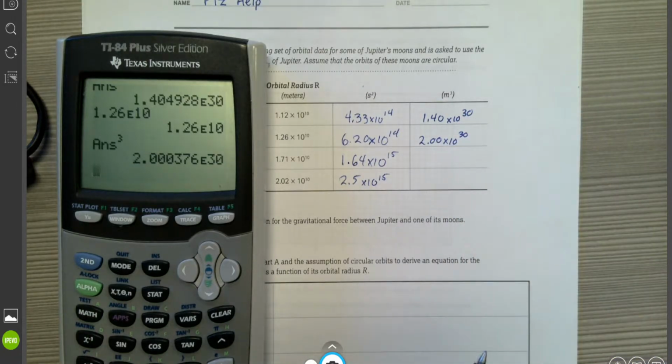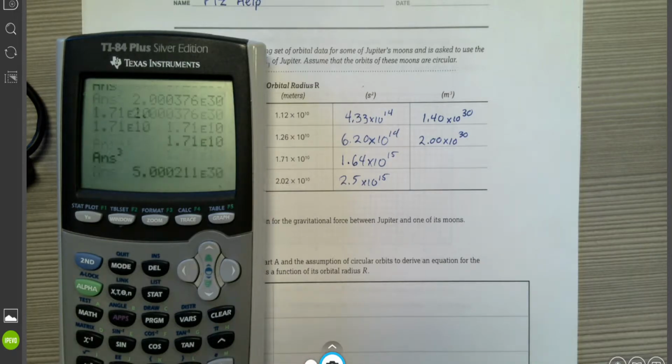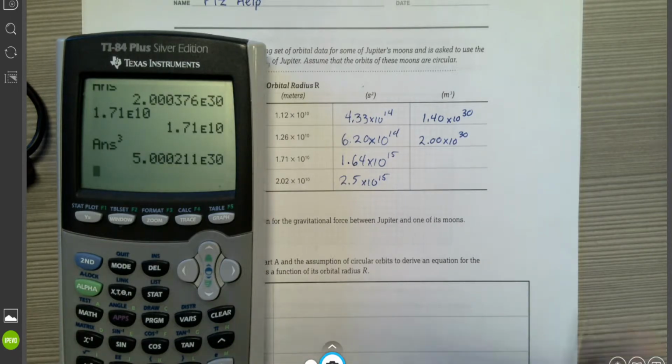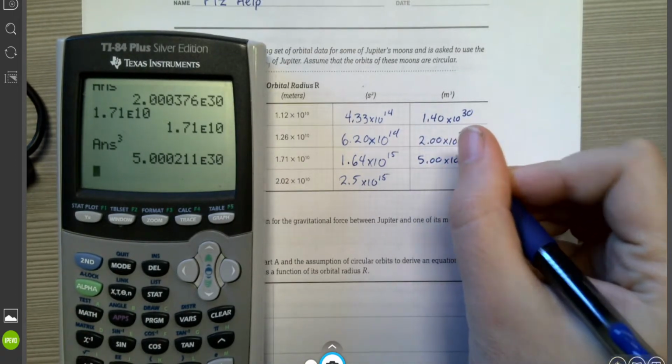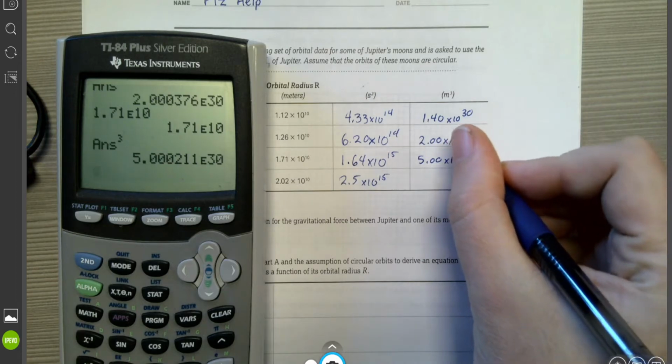Next one in line is 1.71 times 10 to the 10th power. So 1.71 EE 10, and then caret 3 raises it to the power. So you get 5 on the dot. Ooh, so nice. It comes out to be 5.00 times 10 to the 30th power.